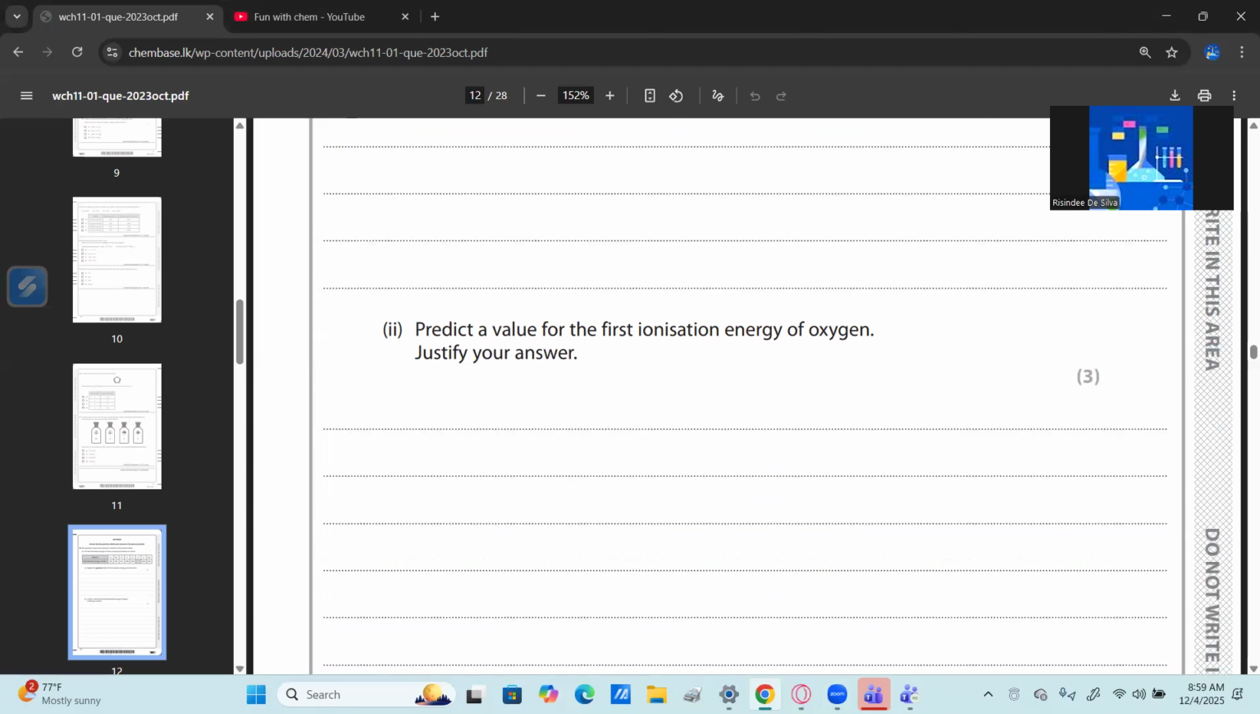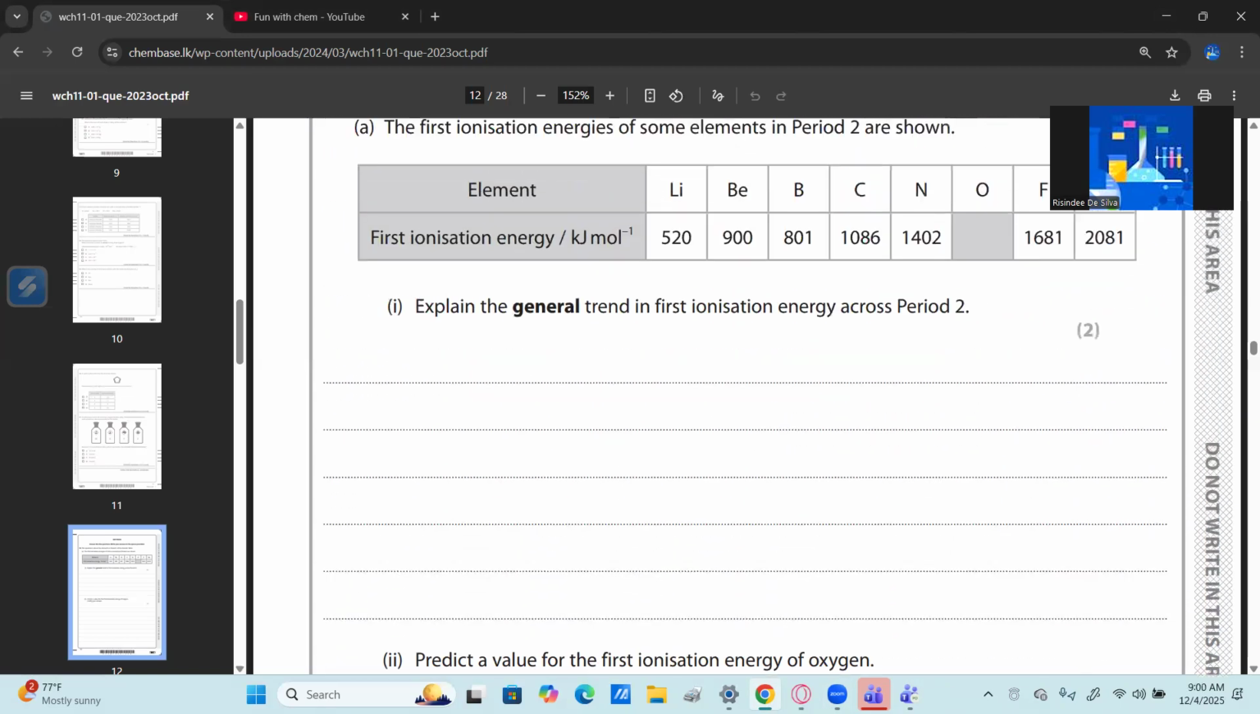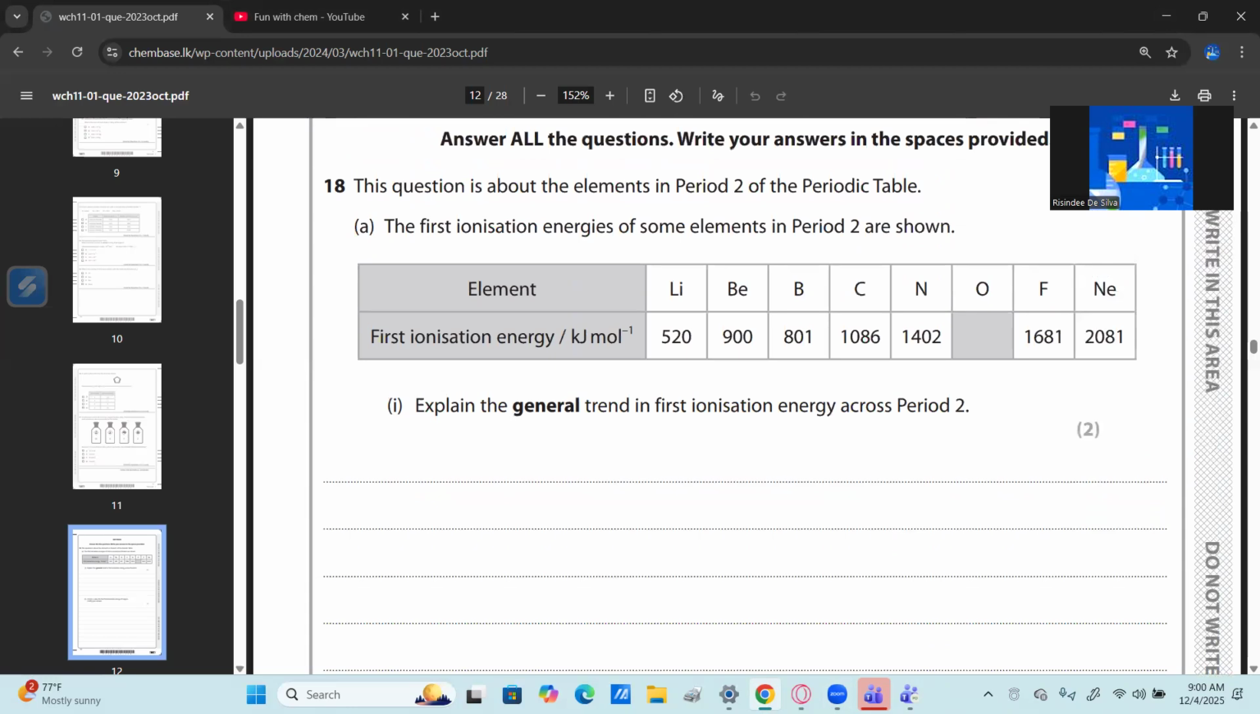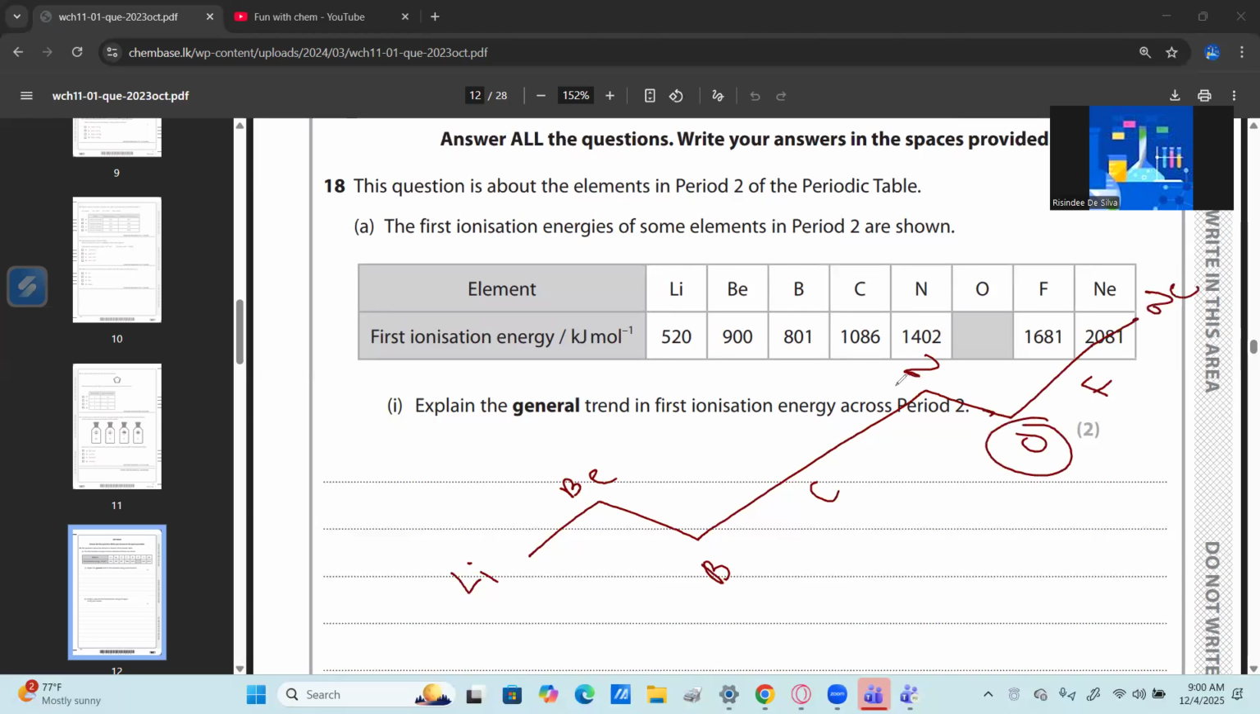Predict a value for the first ionisation energy of oxygen. For that, children, you all need to know that ionisation graph. This is a normal way. So lithium, beryllium, boron, carbon, nitrogen, oxygen, fluorine and neon. So you can see normally than nitrogen and fluorine, oxygen should be lower. So they have given a range from 1200 to 1350. So you can write anything between that.